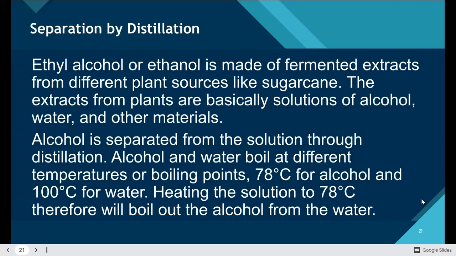Separation by distillation. You remember your alcohol? How can you separate alcohol and water? Ethyl alcohol or ethanol is made of fermented extracts from different plant sources like sugarcane. When you say ethyl alcohol, it's a natural alcohol. It is actually created in plants by fermentation.